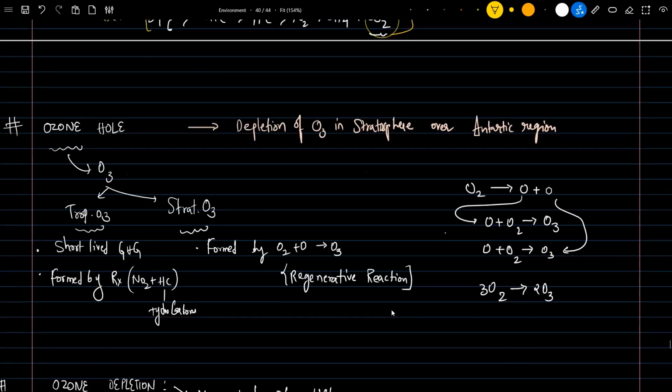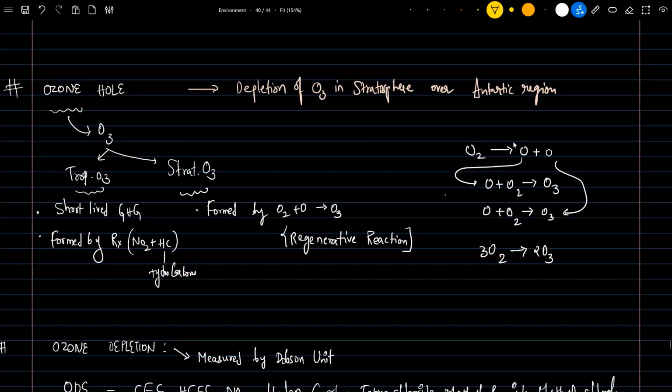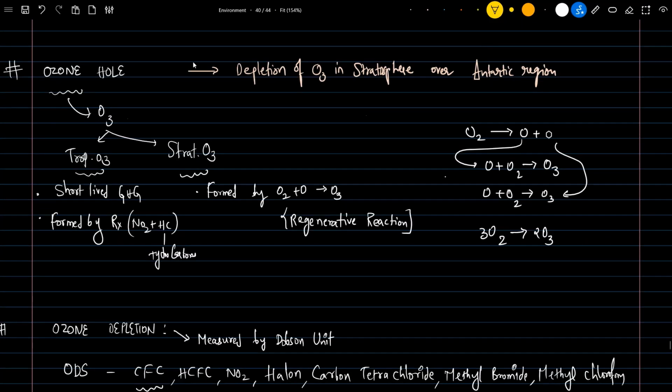Next, we will understand the concept called the ozone hole. Before understanding it, what do we mean by ozone hole? Hole does not literally mean there is a hole, but it means depletion of ozone in the stratosphere, majorly over the Antarctic region, because the depletion of ozone happens mostly at Antarctic rather than the Arctic region.